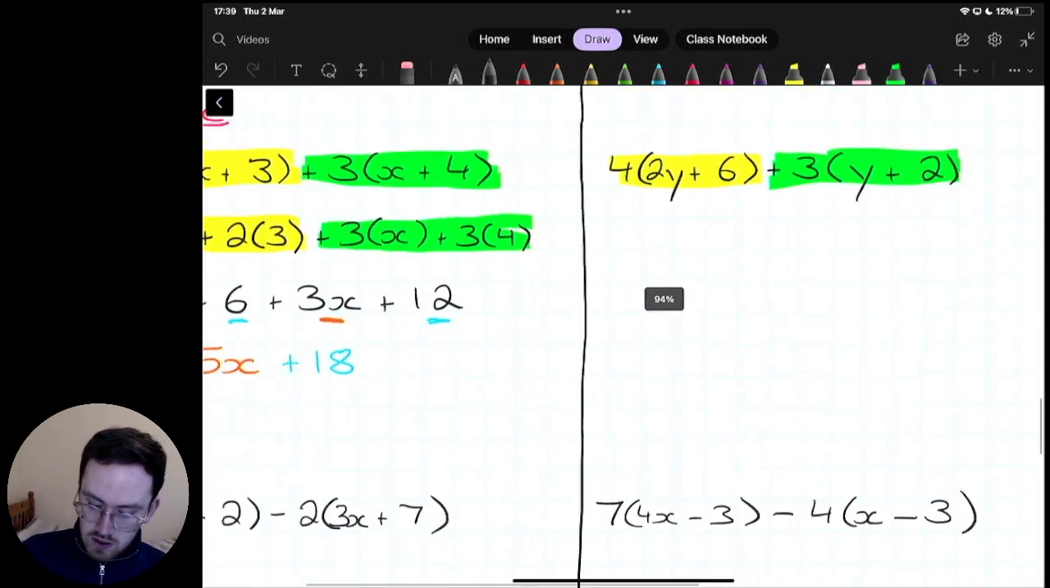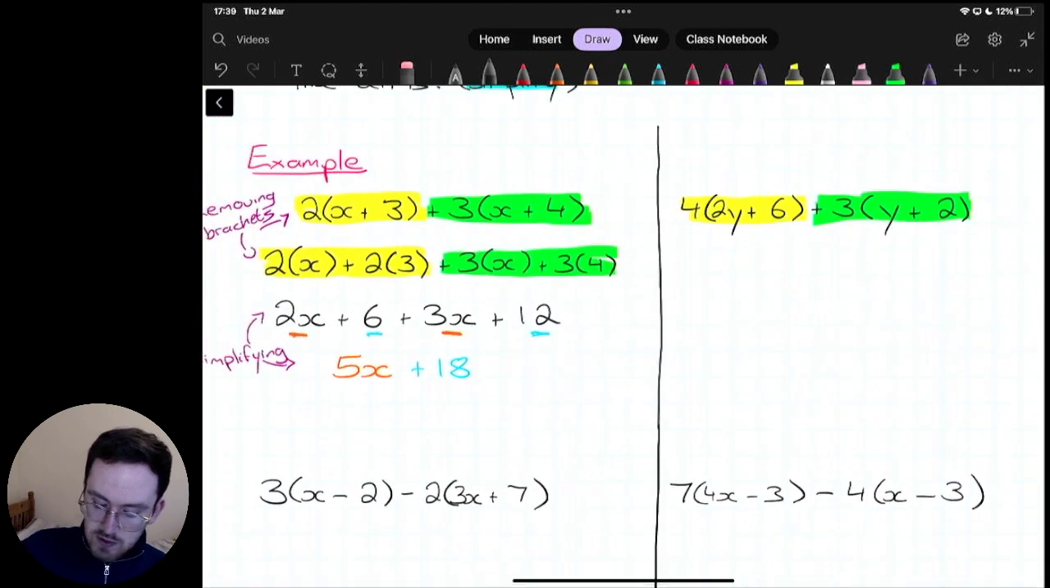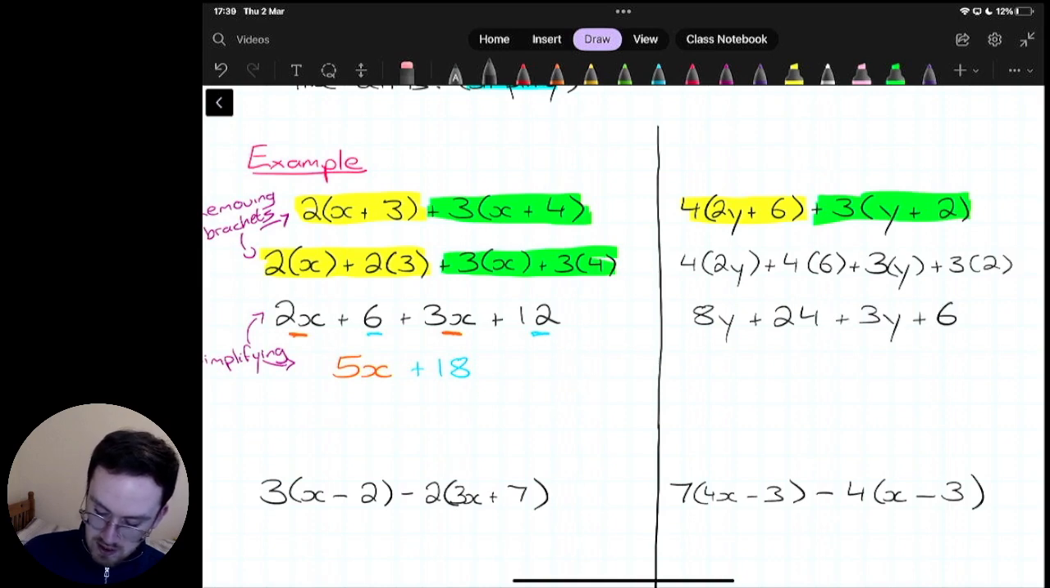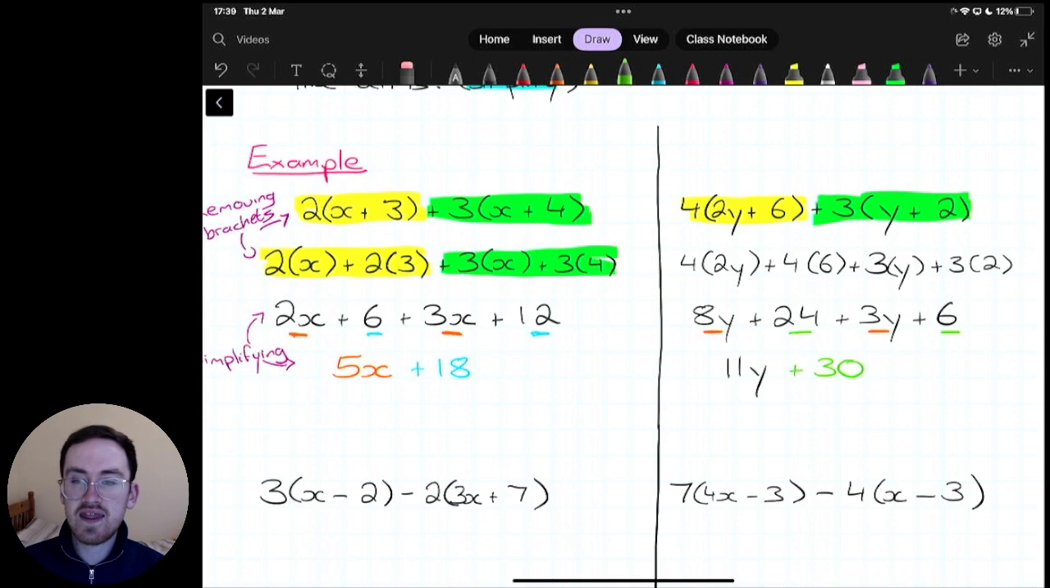So 4 multiplied by 2y, we write out 4 multiplied by 2y plus 4 multiplied by 6, and that gives me 8y plus 24. And then for the other bracket, 3 multiplied by y plus 3 multiplied by 2, and that gives me plus 3y plus 6. How many y's do I have altogether? Well, 8 here and 3 here, so 11 altogether. And 24 plus 6 gives me plus 30. Okay, and that's my answer again.